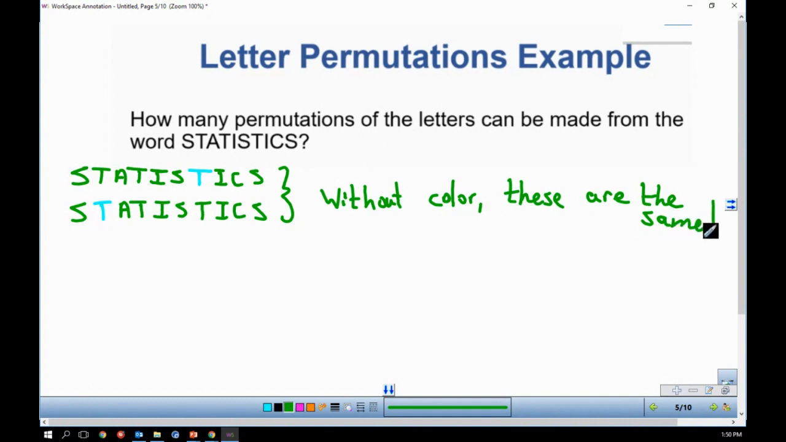So we've got to figure out how many ways we can arrange the letters so that we won't get the same arrangements. So we've got to look at the repeats. There's a more technically correct way to say that, but I just say look at repeats. So what letters repeat in our word here?